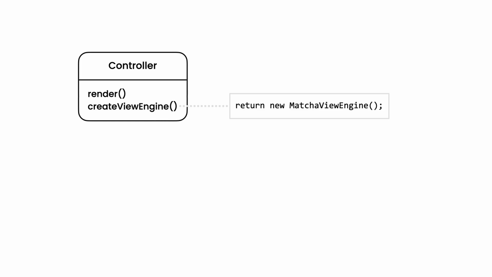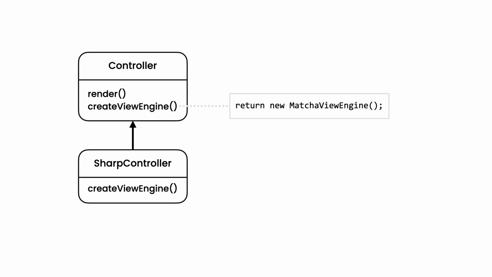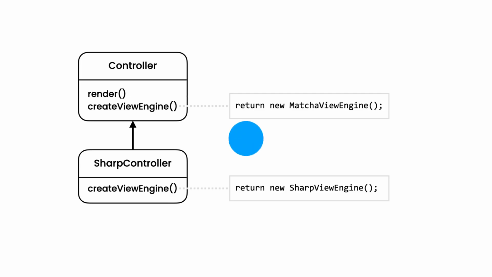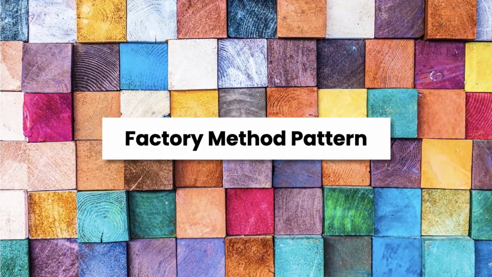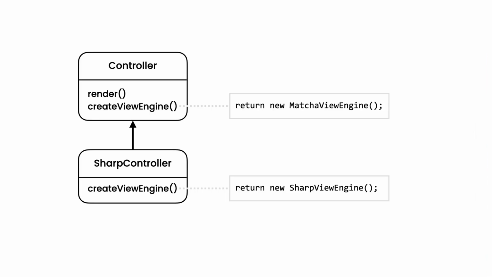Well, with this structure, we allow other developers to extend our controller and override the create view engine method. So in their implementation, they can return a different kind of view engine, like Sharp view engine. So this is what we call the factory method pattern. Because in this structure, the create view engine method is acting as a factory. It returns a new object.